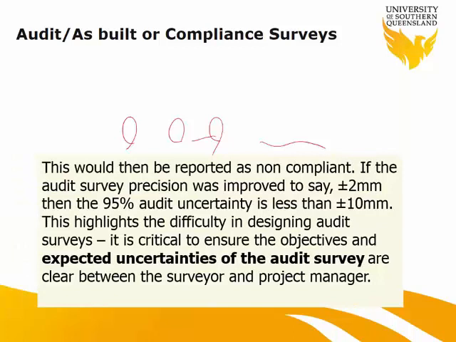But then we should say, no, it's not compliant to the design or requirement. But imagine you have 2 millimeter error in your audit survey, then the accuracy or uncertainty is going to be less than 10 mil, which changes the whole story. So this is highlighting the difficulty in designing the audit survey, because if your audit survey is not good, which always you're going to have some uncertainty attached to your audit survey, it's going to affect the final results in terms of conforming to the accuracy which is required or not.